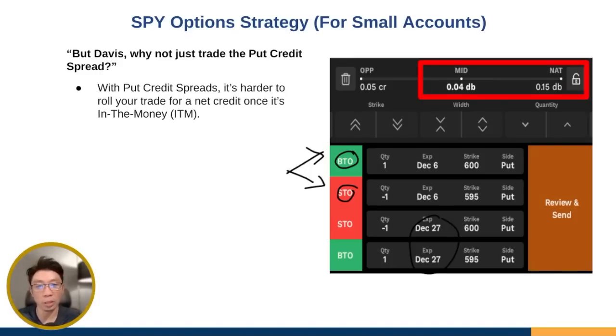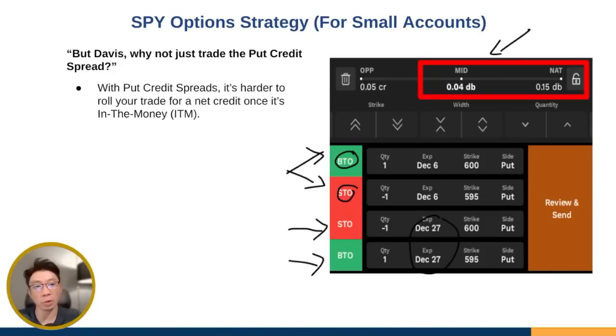So by rolling this, you close out the initial position and you need to open a new position. And the new position, basically we stick to the same strikes. So we are going to be selling the put option at 600 and then buying the put option at 595. So you're keeping the same strikes, but you're just rolling it to a further DTE.